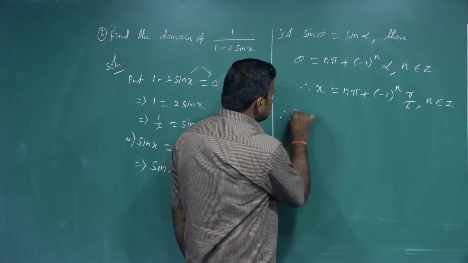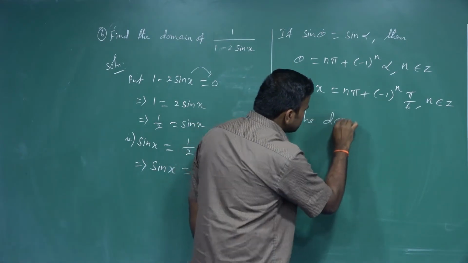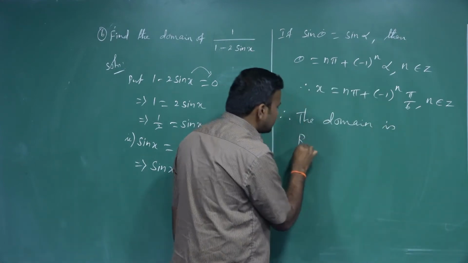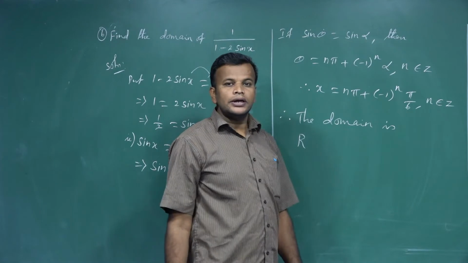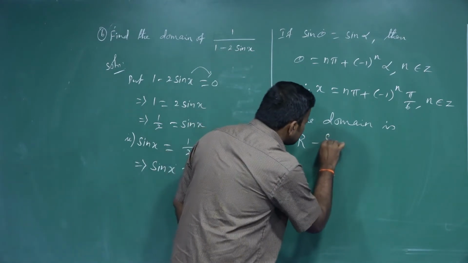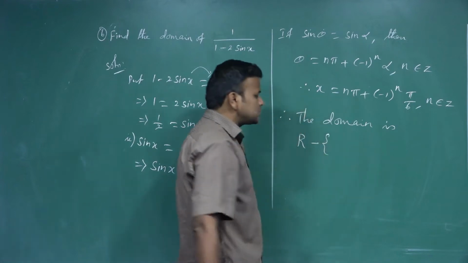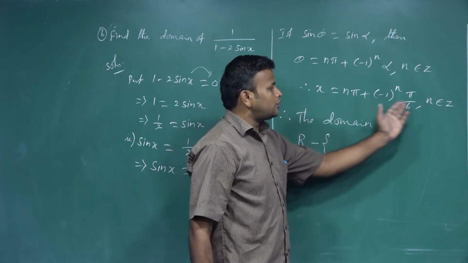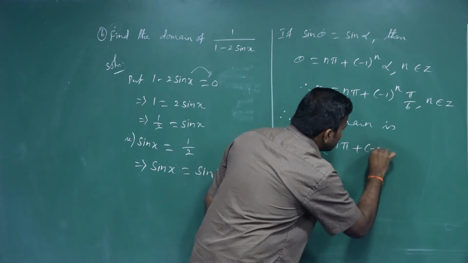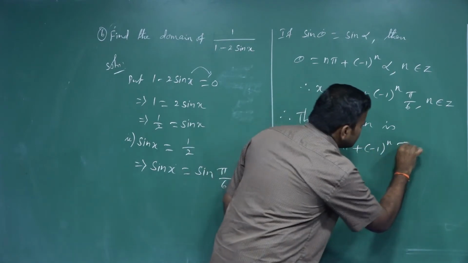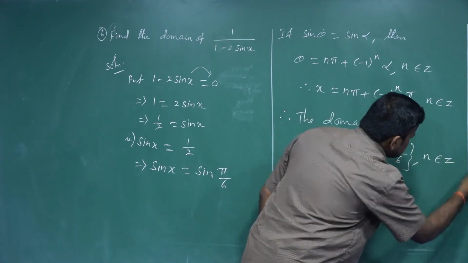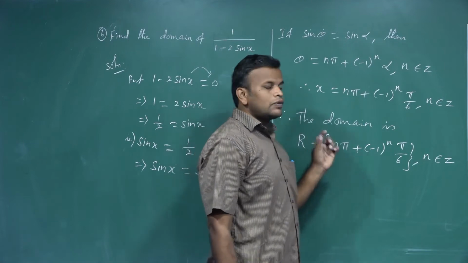Therefore, now we come to the conclusion that the domain is R, where capital letter R indicates the set of all real numbers except, the minus symbol is called except, all the values n pi plus minus 1 whole power n into pi by 6, where n is an integer. So it is the domain of our given set.